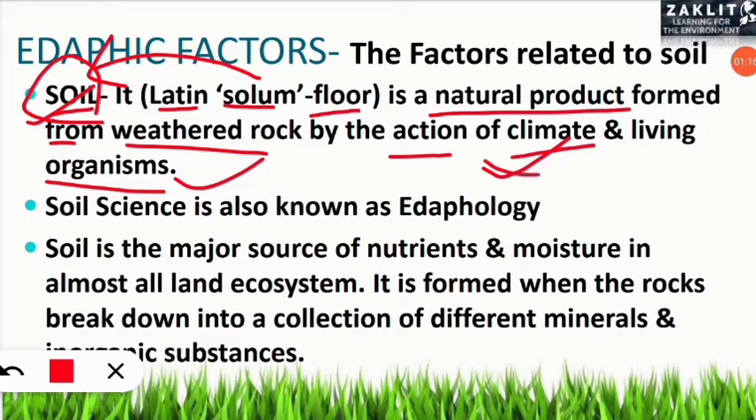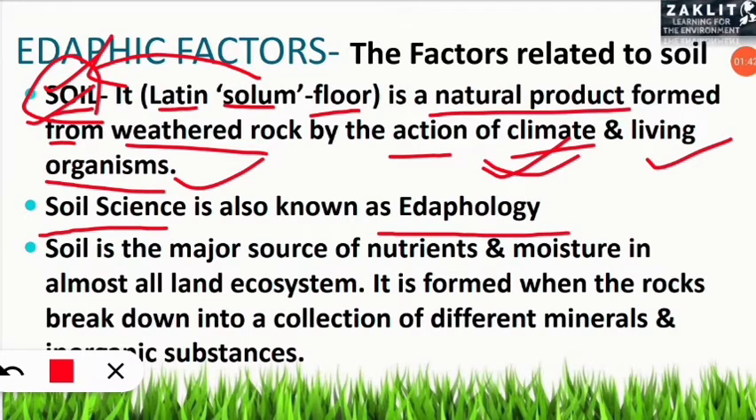How? Climate means rain, then it can be temperature, it can be earthquake. So all these are climatic factors forming the soil. Living organisms, how do they affect it? By their walking, by their buildings, by their action on the soil and the earth's geological part, they also eventually form the soil. So these two things are important. Next is soil science. The study of soil is known as edaphology.